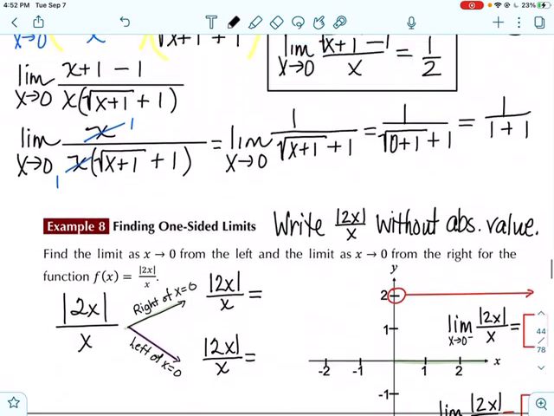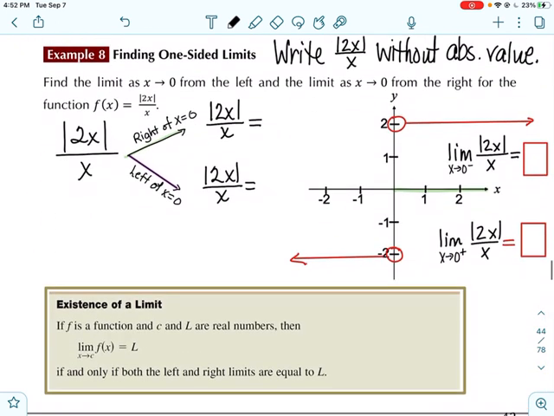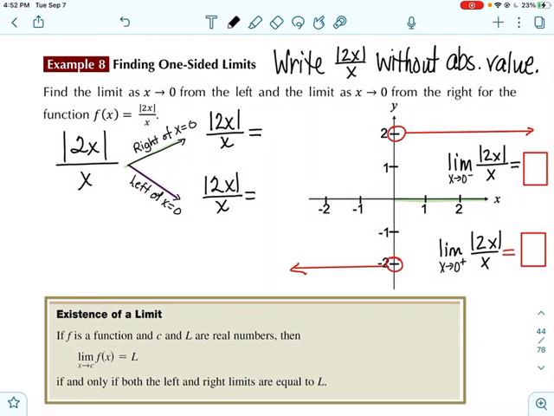Alrighty, let's see if we can get one more in here. Let's talk about finding one-sided limits again. Find the limit as x approaches 0 from the left and the limit as x approaches 0 from the right for the function f of x equal to the absolute value of 2x over x. Before I get started, I want to simplify the expression. This sometimes needs a little bit of work. If you are on the right side of x equals 0, the absolute value of 2x over x is 2x over x, which is equal to 2.